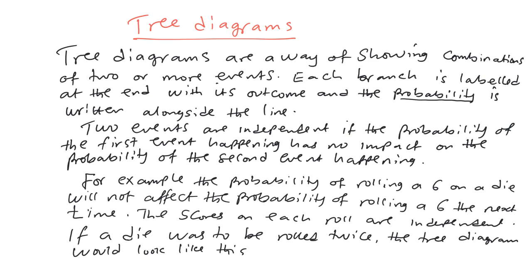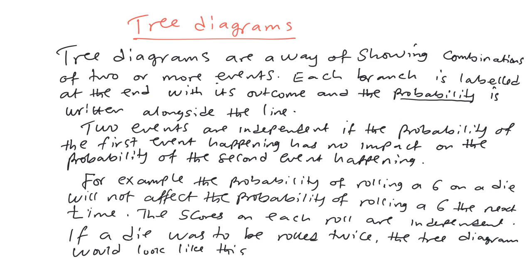Remember, we have discussed an event as a subset of a sample space. We shall see that each branch is labeled at the end with its outcome, and the probability is written alongside the line. We shall see that in a moment. We have also talked about independent events, where the probability of an event happening does not affect the probability of another event happening.